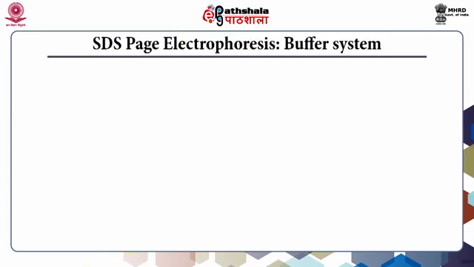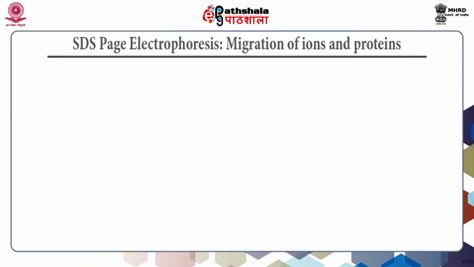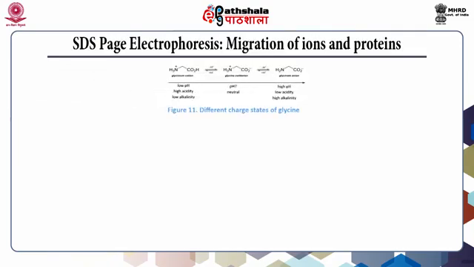SDS-PAGE electrophoresis functions through the use of a discontinuous Laemmli buffer system, which implies that different buffers are used in the gel and tank. The stacking gel is buffered by Tris-HCl to pH 6.8, the running gel is buffered by Tris-HCl to pH 8.8, and the tank buffer is at pH 8.3. Have a look at this figure. This figure outlines the different charge states of glycine, positive, neutral or negative, under different pH conditions.